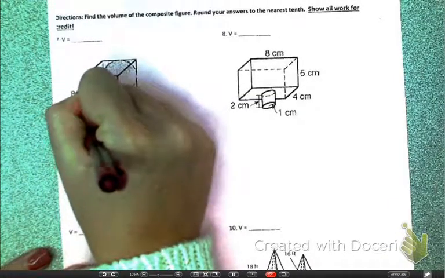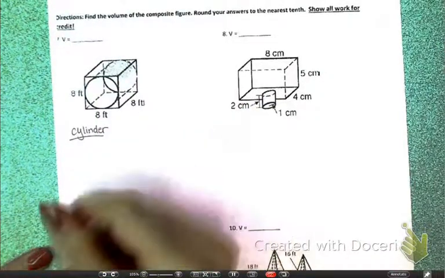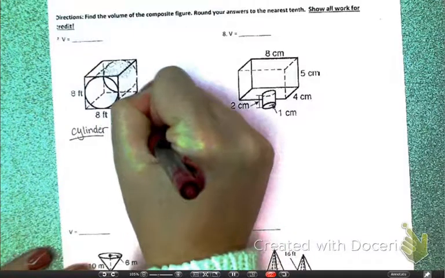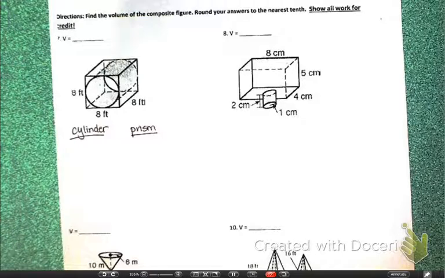Okay, you see a cylinder and a prism, right? You should see a cylinder and a prism. So let's start by finding the volume of each of them. Okay, so let's find the volume of the cylinder.